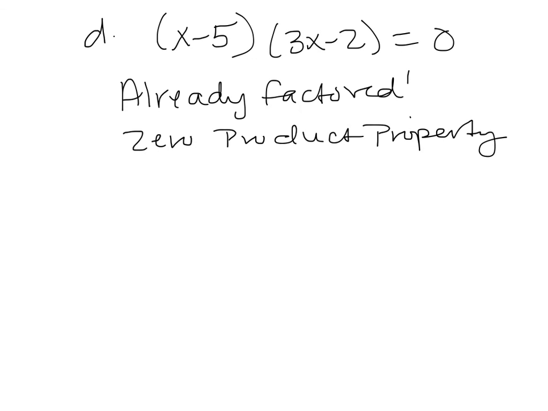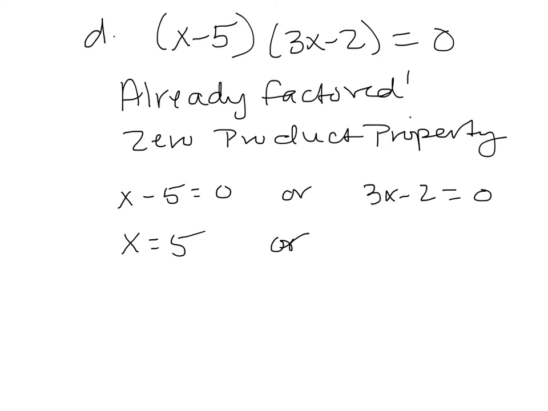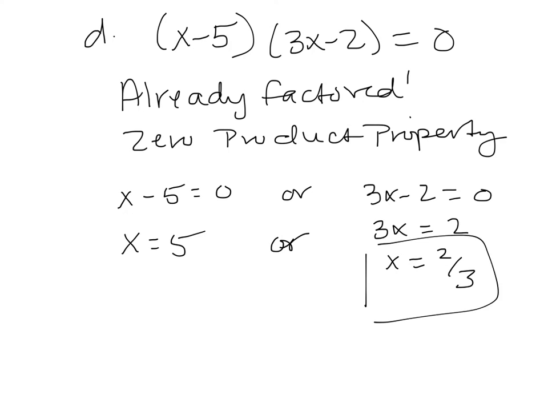That again says if something times another thing, A times B equals 0, then one of these two factors must equal 0. So either x minus 5 equals 0, or 3x minus 2 equals 0. This would make x equal to 5, or 3x equals 2, so x equals 2/3. So here are our two answers.